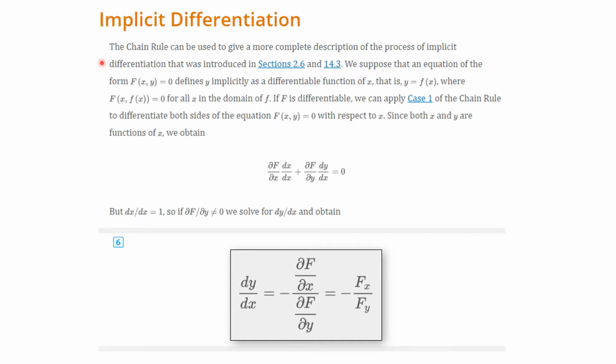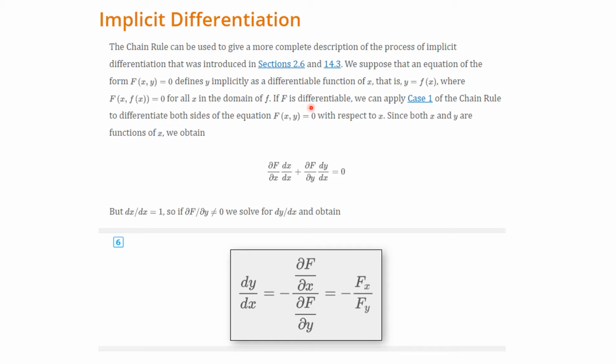The chain rule can be used to give us a more efficient way to do implicit differentiation. Let's talk about this. Suppose we have an equation of the form capital F of x, y equals 0. It could be any constant, but let's just say 0, which defines y implicitly as a differentiable function of x. That is, y equals f of x, and this equation really looks like capital F of x comma f of x equals 0, for all x in the domain of lowercase f.